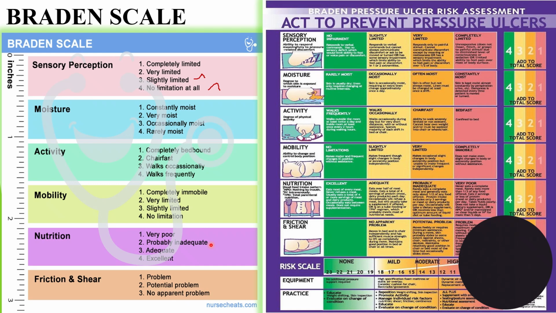When we come to adequate, they eat over half of most of the meals offered, with proteins, meats and dairy products each day. Occasionally they will refuse meals, but usually they will take all the supplements we offer, or the patient is on tube feeding or a TPN regimen that probably meets most of the nutritional needs. That we call adequate.